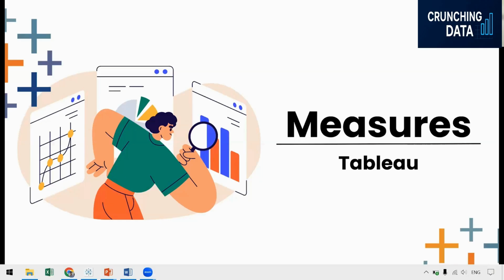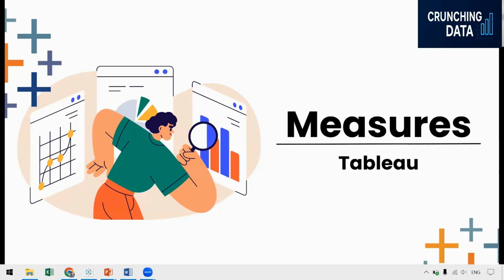The next one is the key performance indicator or KPI. Measures are often used to define KPIs, which are specific metrics used to evaluate the performance or success of a business or a particular aspect of it. Common KPIs include revenue growth, profit margins, and customer retention rate.